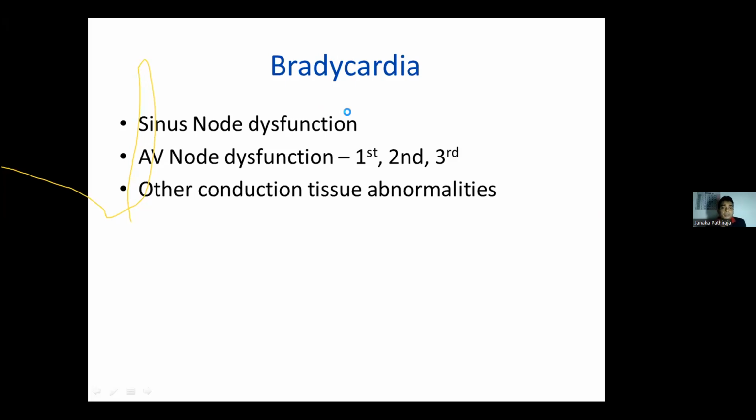So, okay, the classification, you were clear, right? Yes, sir. Right. So what I was asking is, are there any examples of other conduction tissue abnormalities? Are you aware of anything? Anybody?